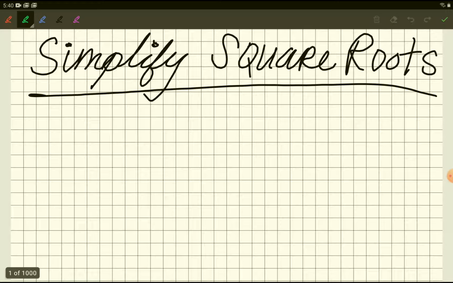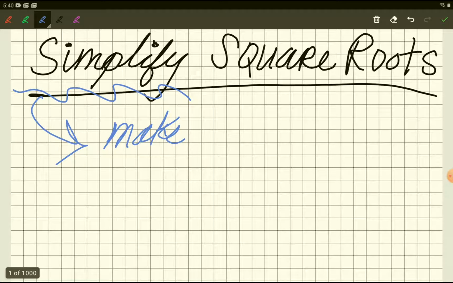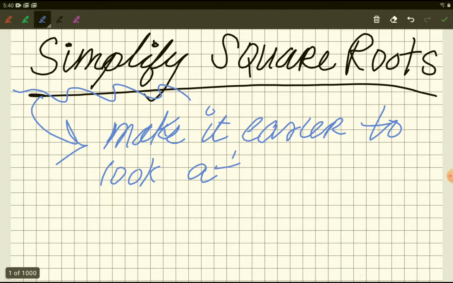Today we're going to be talking about simplifying square roots. First thing we want to do is review what the word simplify means. It does not mean actually solve. It means to make whatever we're talking about easier to look at. I would rather deal with smaller numbers than numbers in the hundreds or thousands, right? Just to make things more simple. That's the root word.